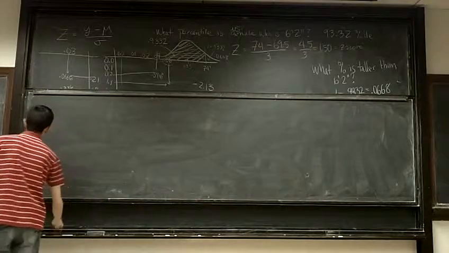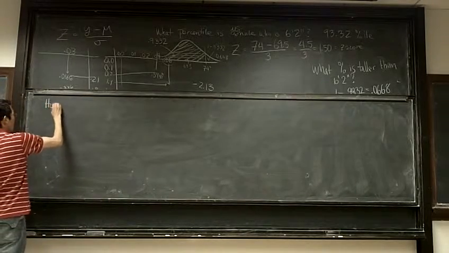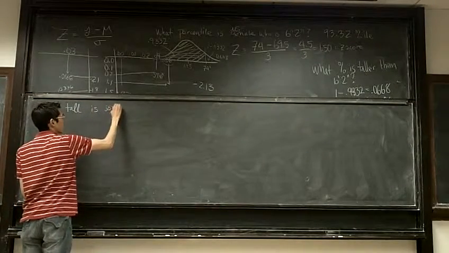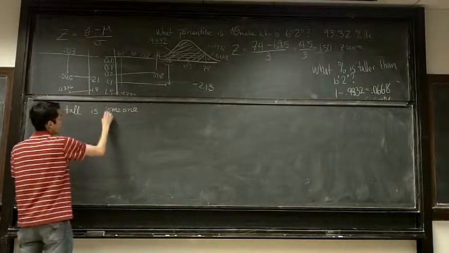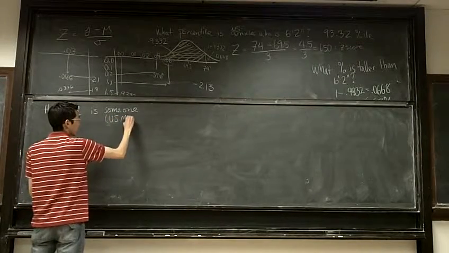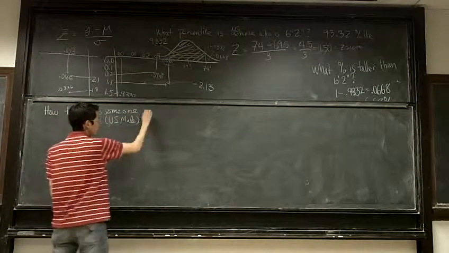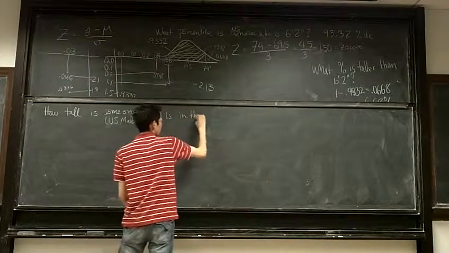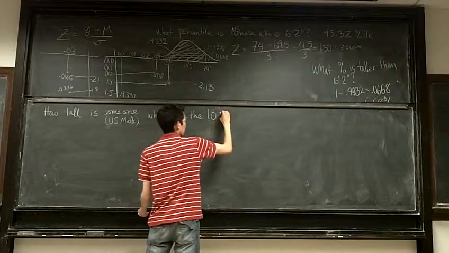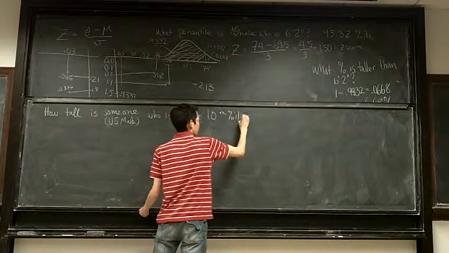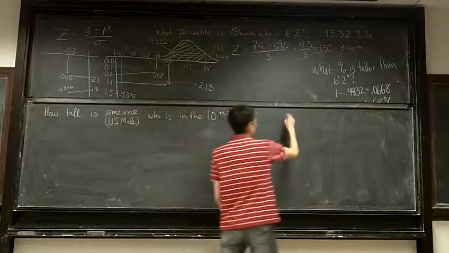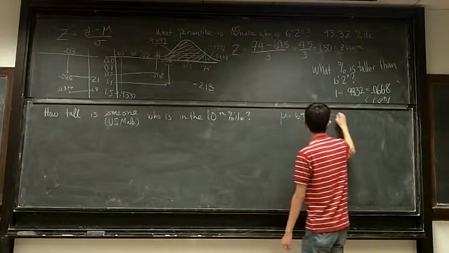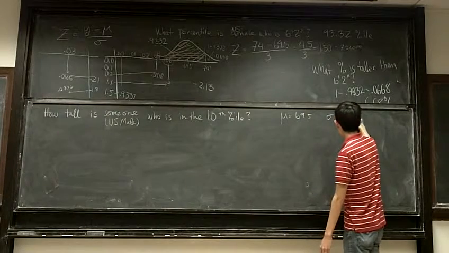So the other question we might ask is, how tall is someone, and by someone I mean US male, how tall is someone who is in the 10th percentile? And again, our mean is 69.5 and our standard deviation is 3 inches.